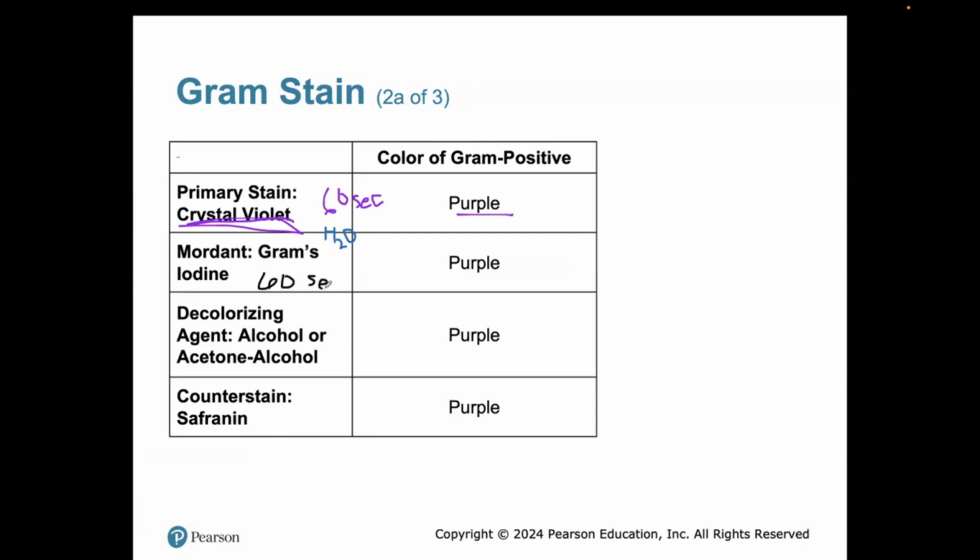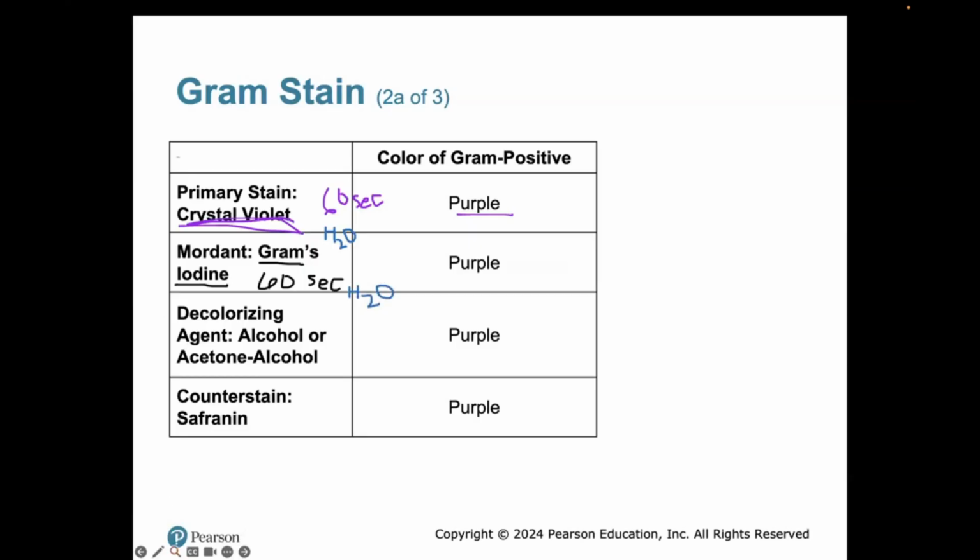The Gram's iodine acts as a mordant. It forms a complex with the crystal violet in the cell's peptidoglycan layer. The color is still purple. When we finish this 60 seconds, we rinse the slide with water until it runs clear.